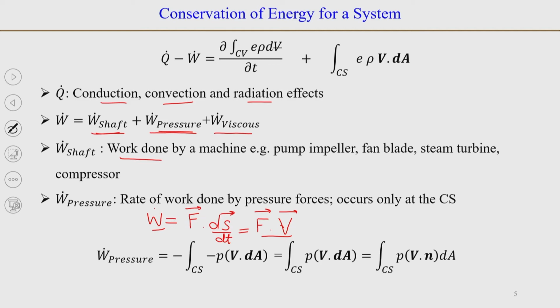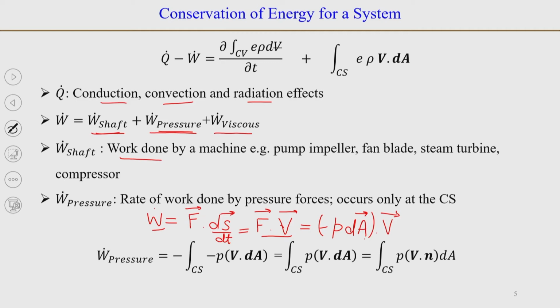Now, this is the work done by the force, and when we talk about the pressure force on a small area dA, this will be minus P dA, dotted with V. The minus sign takes into account the fact that the pressure force acts opposite to the outward normal to the surface.